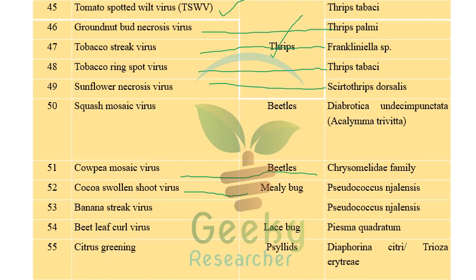However, I told you that banana bunchy top virus and katte disease of cardamom are transmitted by black aphid, Pentalonia nigronervosa. So these two are also very important. That is cacao swollen shoot virus and banana streak virus, transmitted by mealybugs. Scientific name is Planococcus njalensis. Beet curly top virus is transmitted by lacebug. And citrus greening is very important. Citrus greening is transmitted by psyllids, Diaphorina citri or Trioza erytreae.